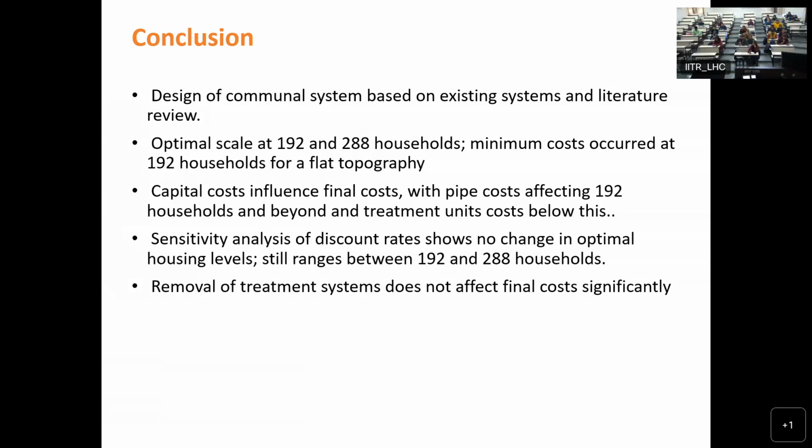The optimal scale: minimum cost occurred at 192 households for a flat topography. As the topography changes, those numbers can increase or decrease based on the way you plan your system. Normally, the numbers can increase because the size of the collection system can be significantly reduced if there is a favorable topography.